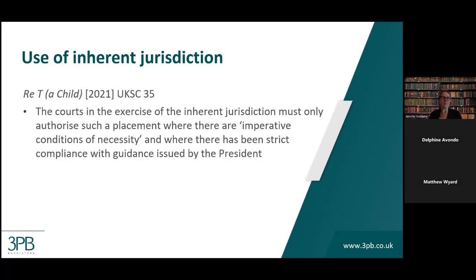So how does it work, really? Well, the way it works is that it's possible in law to use the inherent jurisdiction to make these orders. And this was confirmed in a case called Re T, which was heard at the Supreme Court in 2021. The issue was about a 15-year-old girl who, by the time it got to the Supreme Court, had already aged out of the system.